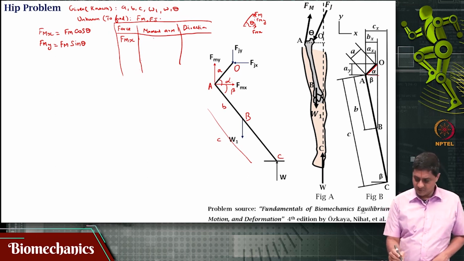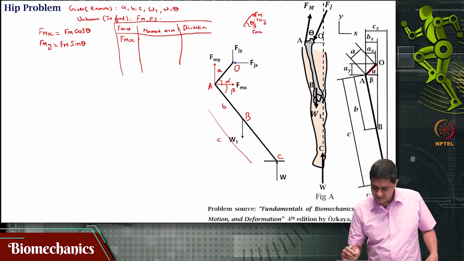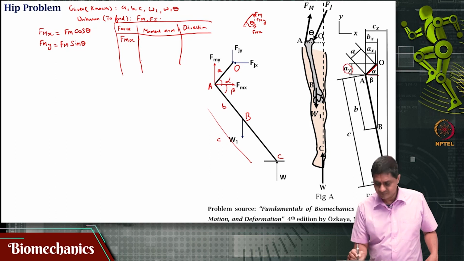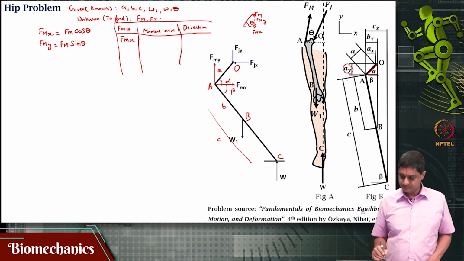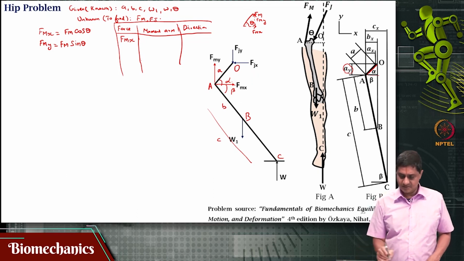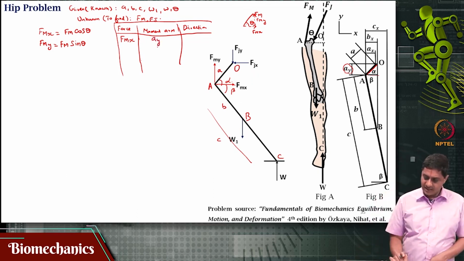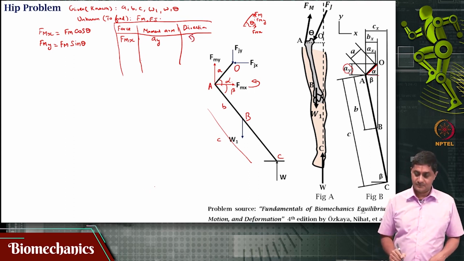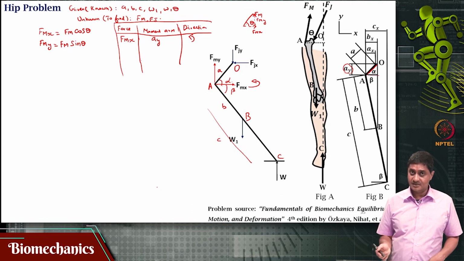Fmx, the corresponding moment arm is, you see, Fmx is acting in this direction, is it not? That corresponding moment arm is Ay, that is that distance Ay. And that will be causing a counterclockwise moment, is it not? Counterclockwise, because this is important to determine the sign of this.